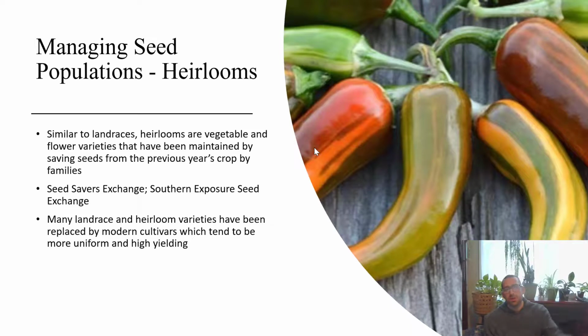And like I said, with our land races, a lot of heirloom varieties have been replaced nowadays by modern cultivars, which tend to be more uniform and high yielding, right? When you grow your heirloom varieties, they may not be as uniform. Again, the genetics, there may be a little bit of variation in there. They may not be as high yielding as our modern varieties.